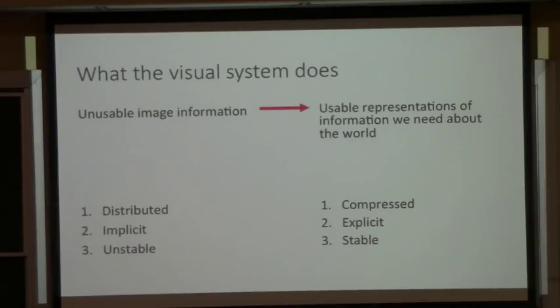Okay, so just a quick run through. This is basically outlining the first slide that Connor goes through, and that's saying that unusable image information, like what you see in the world that first falls upon your retina, is distributed, implicit, and unstable, meaning that it's something you can't process and put into neural codes. And so what your entire visual system does is make it a usable representation of the information we need about the world, which is then described as compressed, explicit, and stable.